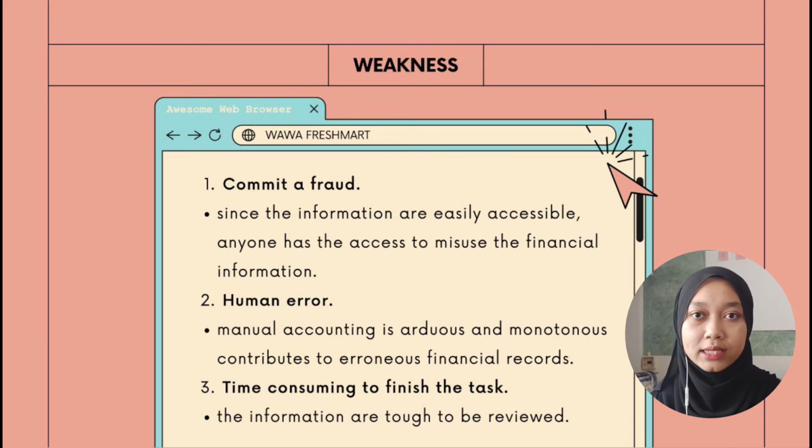Hence, the owner of Wawa Freshmart must ensure that the person in charge of the recording of the business is trustworthy. Next, human error also contributes to erroneous financial records, since manual accounting is arduous and monotonous, leading the bookkeeper to make errors. Errors are common in manual accounting systems. While these errors occur in modern accounting systems as well, manual systems lack internal checks and balances.